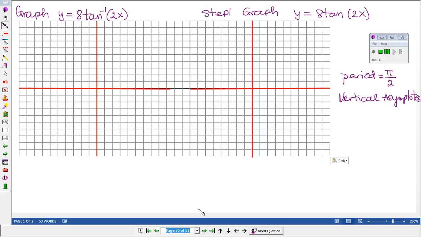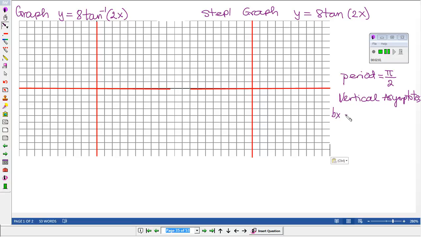So when you graph the function y equals a times inverse tangent of 2x, step 1, we will graph the tangent function y equals a times tangent of 2x. The period will be pi divided by b. In this case, b is 2, so pi divided by 2. Next, the vertical asymptotes. There are two vertical asymptotes, so we will solve two equations.